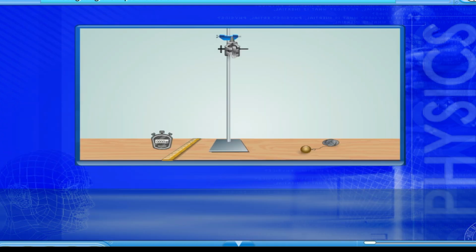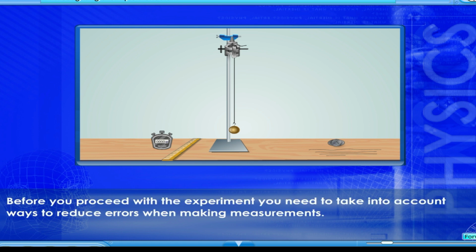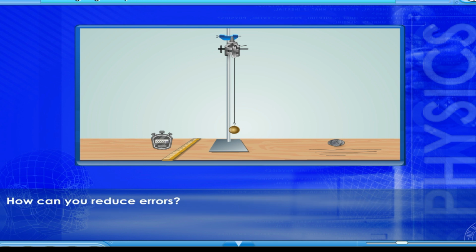Based on the hypothesis and the variables discussed, you can set up a simple experiment to verify the hypothesis. The apparatus used for this experiment is shown above. How should they be set up? Before you proceed with the experiment, you need to take into account ways to reduce errors when making measurements. In this experiment, what are the possible sources of errors? How can you reduce them?